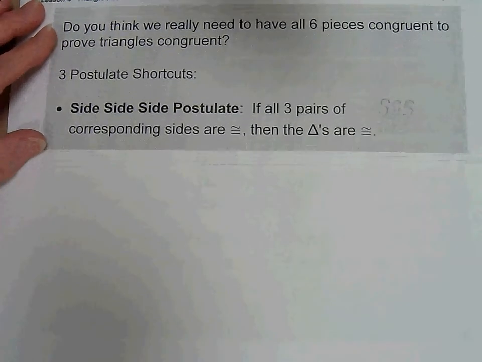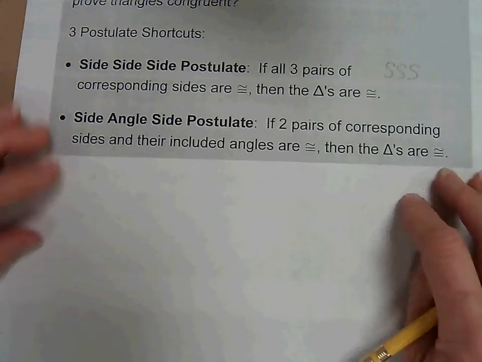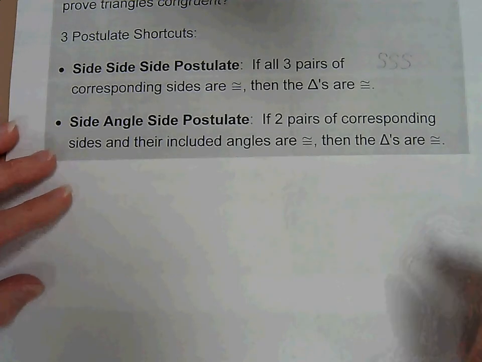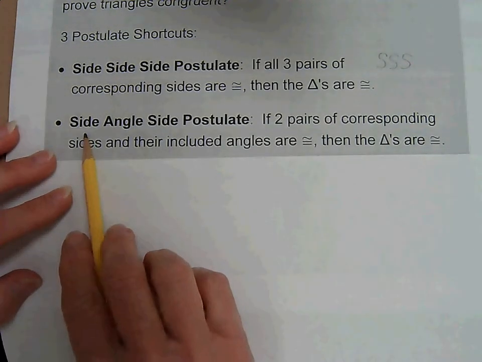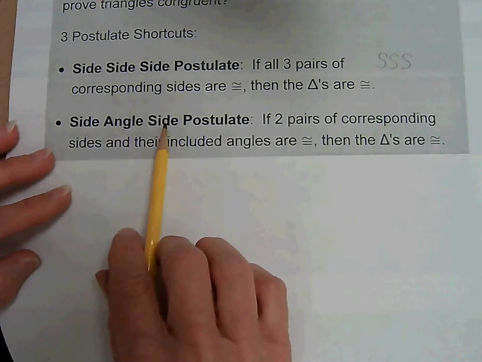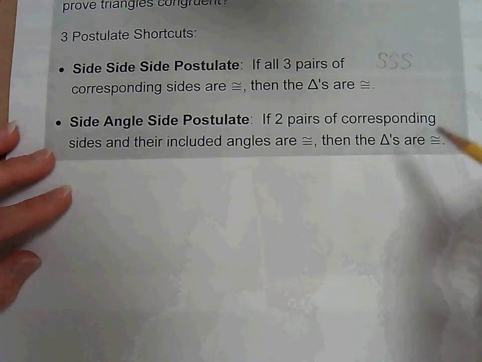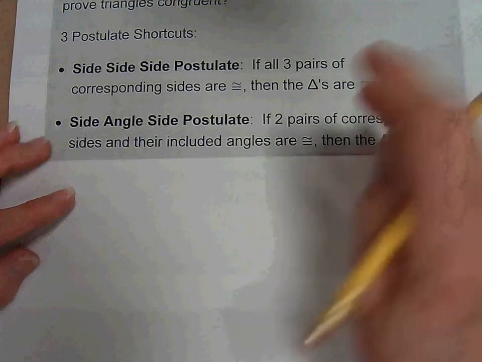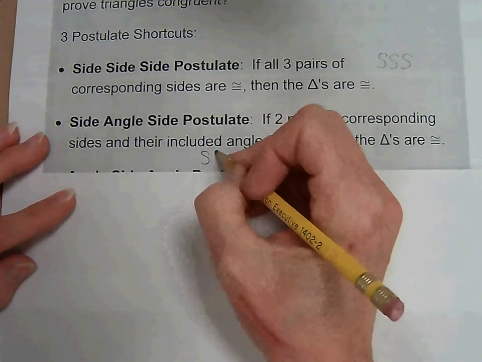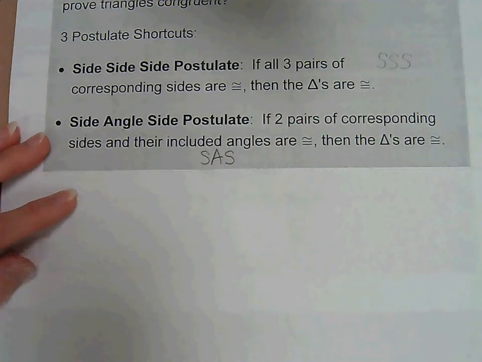Okay, in addition to that, we also have side angle side. So this is where our included angle comes into play. If we have a side, the angle between them, and the other side, and they are congruent, then the triangles are congruent. We will often call this side angle side, or SAS for short.